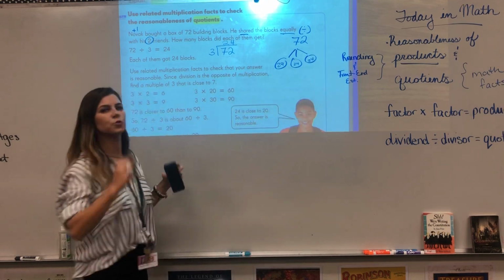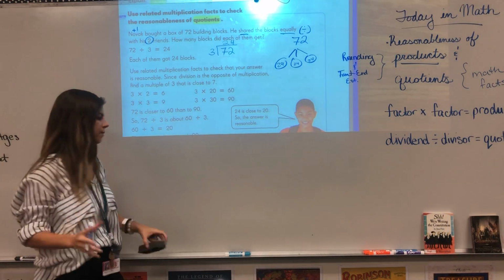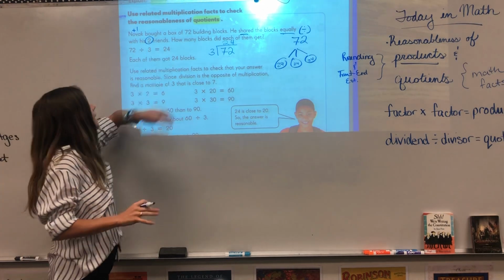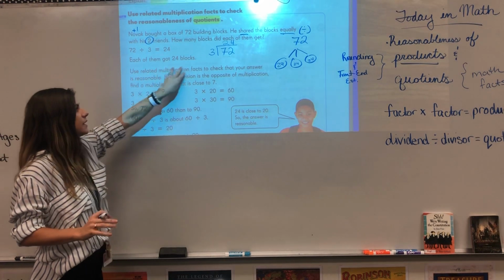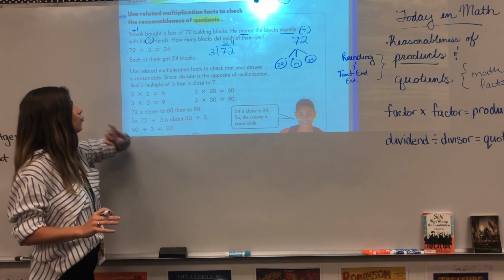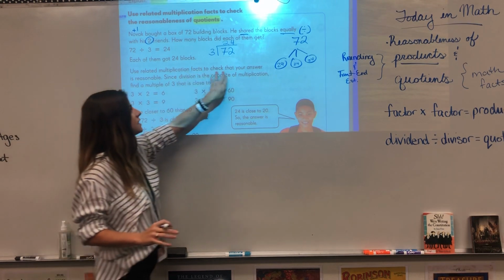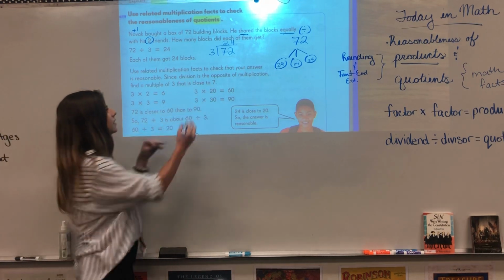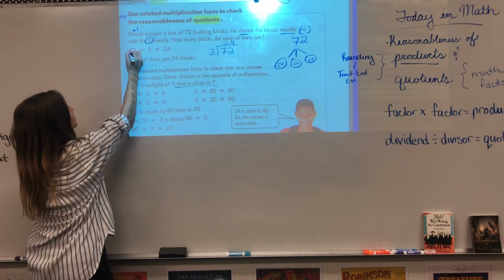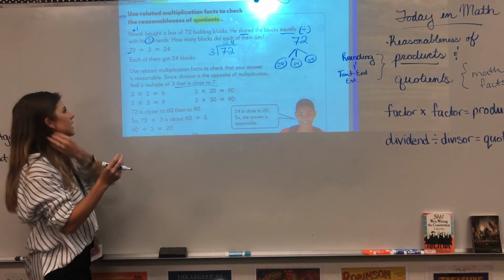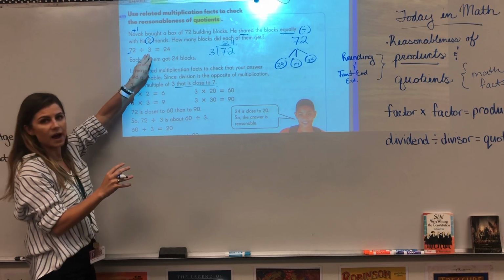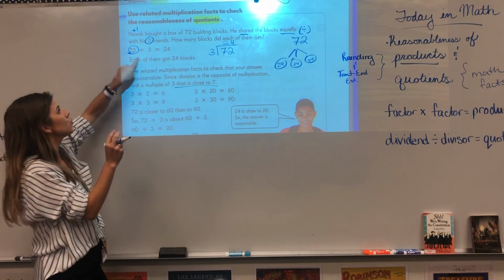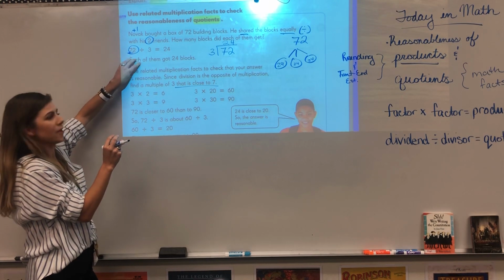Okay? That's how division works. You're just dividing them up, splitting them up into groups. So we've solved the division problem. Now, use related multiplication facts to check that your answer is reasonable. Since division is the opposite of multiplication, find a multiple of 3 that is close to 7. We're trying to make this number easier to divide, so we try to change it into a math fact.